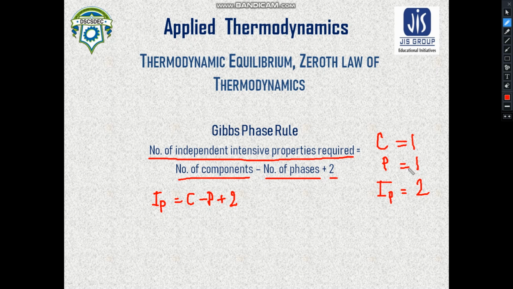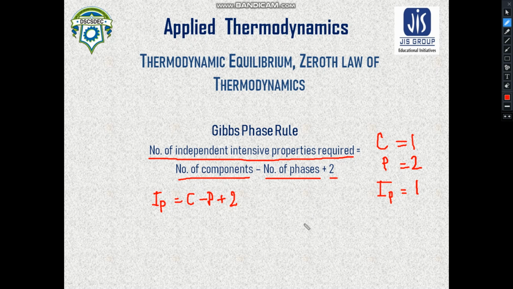Now let us consider the number of components remains 1, but the number of phases changes. If we consider a mixture of water and water vapor, that is steam, then we can understand that two different phases, liquid and gas, are coexisting. So the number of phases becomes two, and the number of independent properties becomes 1.